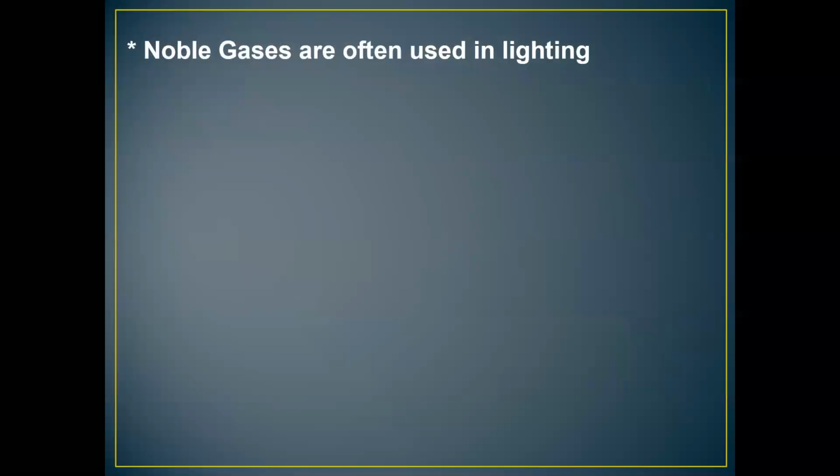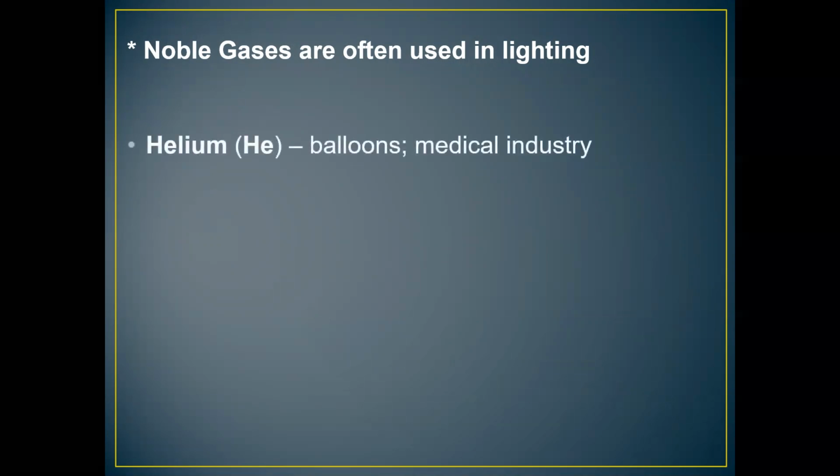Noble gases are oftentimes used in lighting. They have other uses, but they're found in lighting. Helium, as you know, is found in balloons. Helium is lighter than air, so that's why helium balloons can float. Helium is also very important to the medical industry and MRI machines.